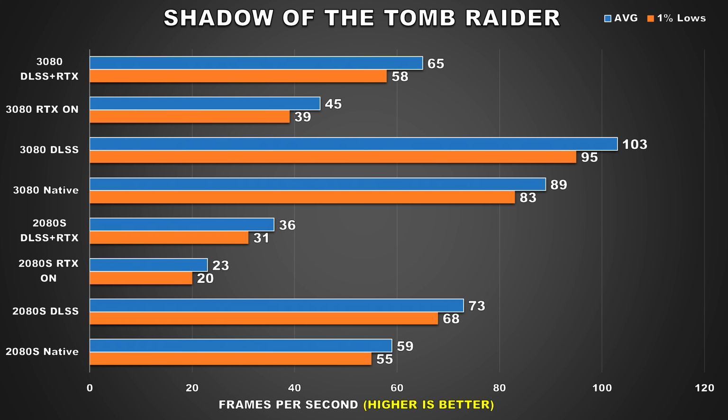In this game, with DLSS enabled, both GPUs do see a significant performance uplift. It's actually the same 14 FPS increase, while percentage-wise, that may appear to be a higher margin on the 2080 Super.